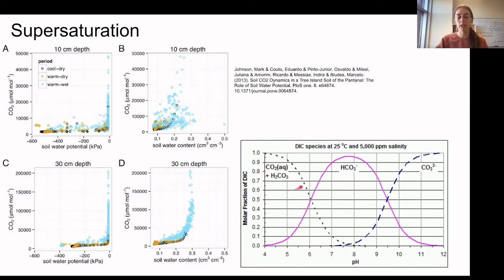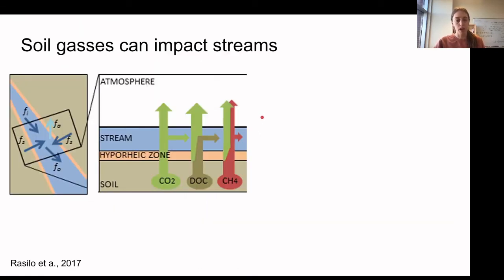And that carbonic acid is very important as a weathering product, because we are making more acidic soils, which tends to weather a lot of mineral material in our soils. The other thing that I want to point out is gases produced in soils can have huge implications for the streams downstream of those soils.